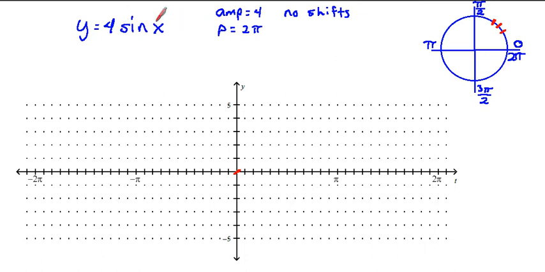Amplitude is 4. The b here is 1, so period equals 2 pi over b. Period is just 2 pi. So this one will rise through the origin just like its parent graph. It also is going to have zeros at pi and 2 pi, and over here at negative pi and negative 2 pi.